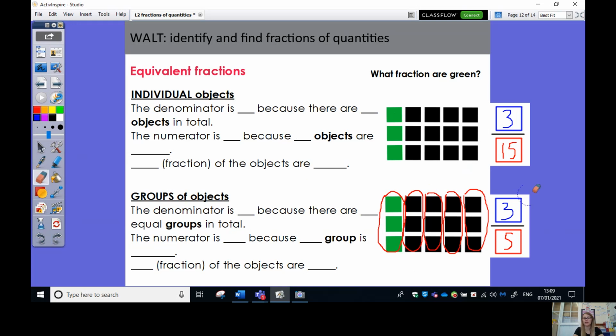Now, I know I've made a mistake here because I'm not looking at individual objects this time. I'm looking at the groups of objects. So looking at my groups, I only have 1 group that are green. The other 4 groups have black squares in them. So 1 out of 5 of the groups are green. 1/5 of the objects are green. So both of these fractions are representing the same thing. They are equivalent fractions, okay?